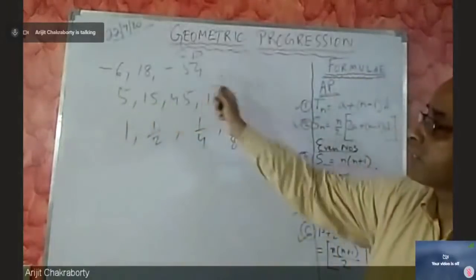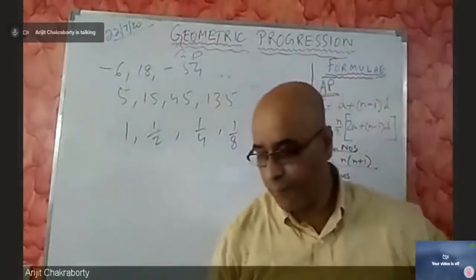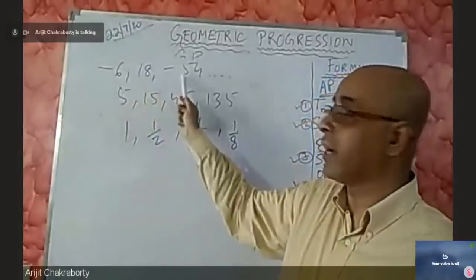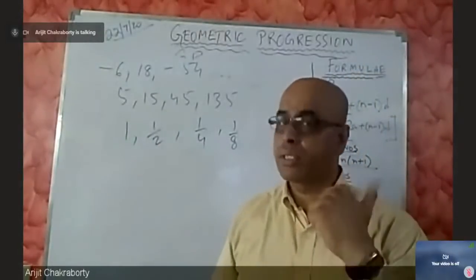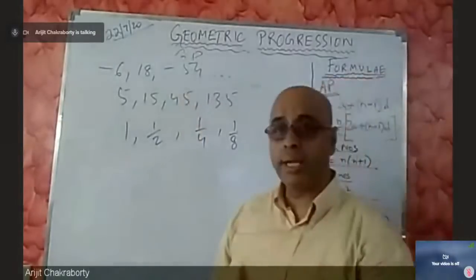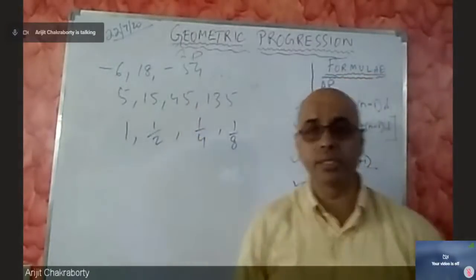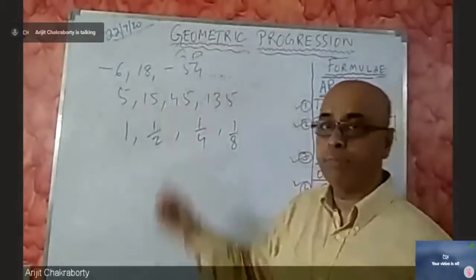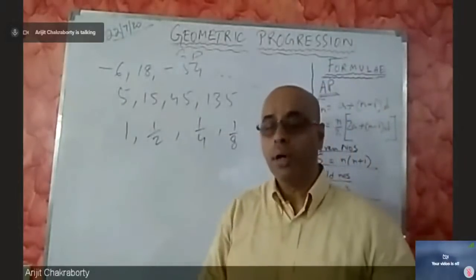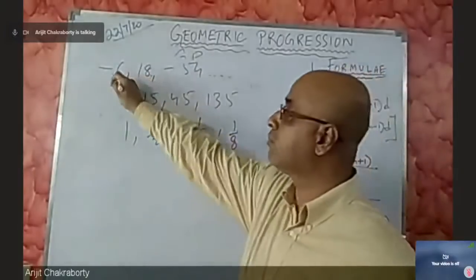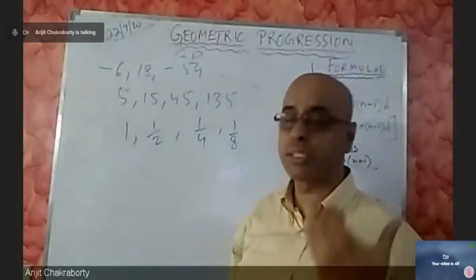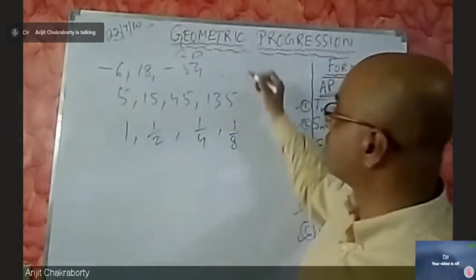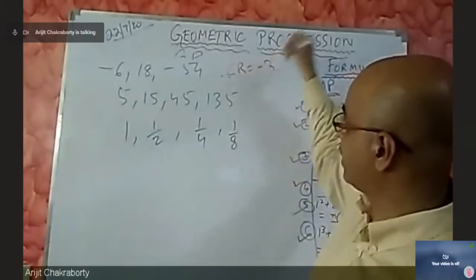The first one, minus 6, 18, minus 54. Is this a sequence? Yes. Because there is a sign change and it is increasing. Fine. There is an order, there is a trend, there is some pattern. Is this AP? No. Is this a GP? Yes. Because we have a common ratio. Now, how much is the common ratio? 18 by minus 6 gives you minus 3. Minus 54 by 18 also gives you minus 3. So it's a GP with a common ratio minus 3.